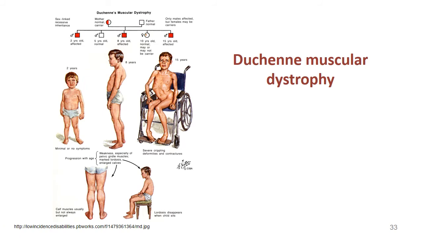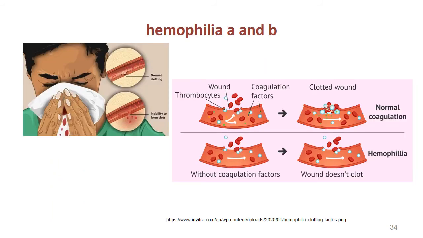An example of X-linked recessive disorders is Duchenne muscular dystrophy. You see the type of inheritance above and the clinical manifestations of this disease. The next example of X-linked recessive disorders is hemophilia. It is associated with deficit of natural clotting factors, which result in development of hemorrhagic syndrome.